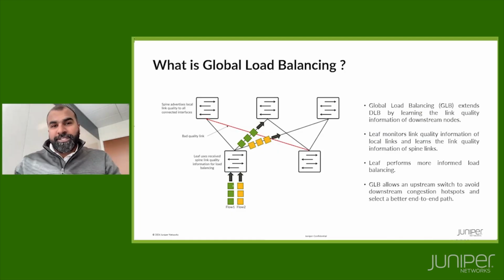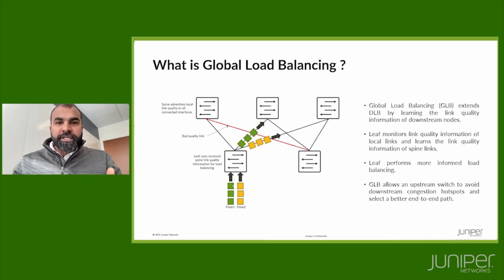And since you asked what is next, the problem with DLB is that the quality information will always be kept in the same local switch. It will not propagate that information to the other side of the node, a leaf or spine. So that's where option 3 comes into the picture. That's called global load balancing.